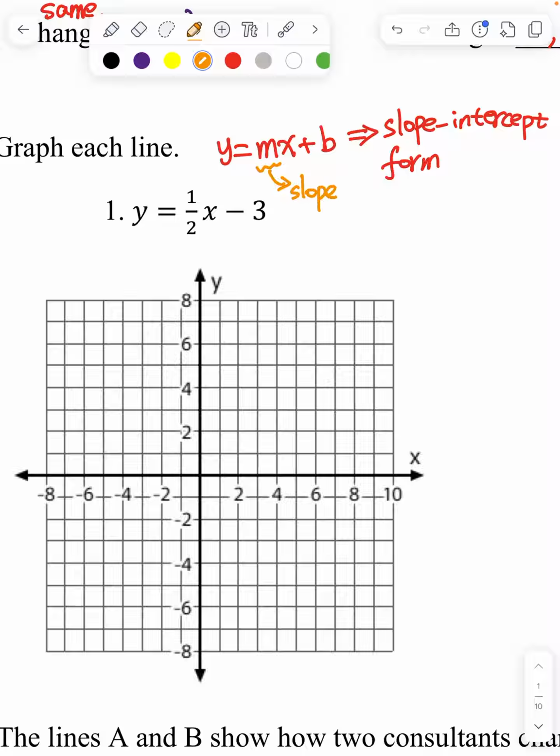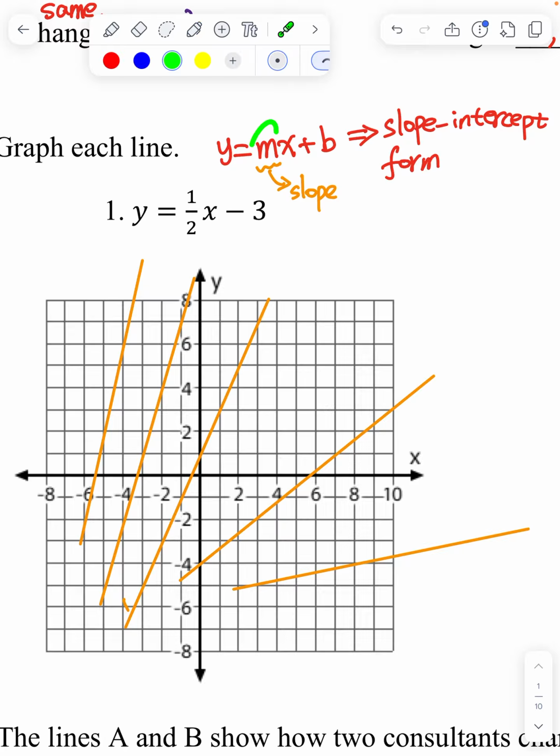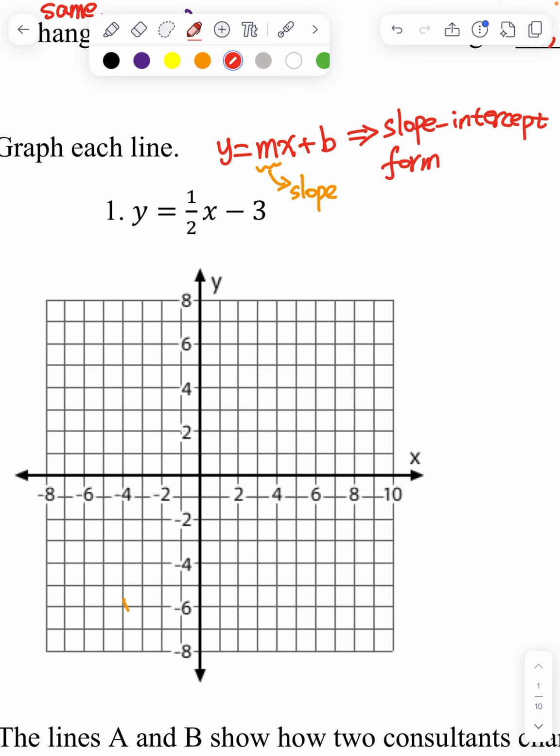So this number represents how steep the line is. The line is going to look like this, or not that steep, or maybe even closer to horizontal, or maybe closer to vertical. So how steep the line is is represented by this number. If this number is negative, the line is going to go down. It's going to go this way. Positive, the line goes up. When the equation is written in this kind of form, it's very easy to graph.